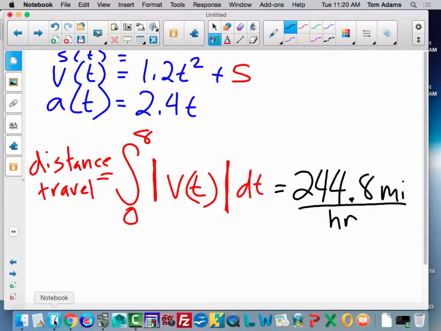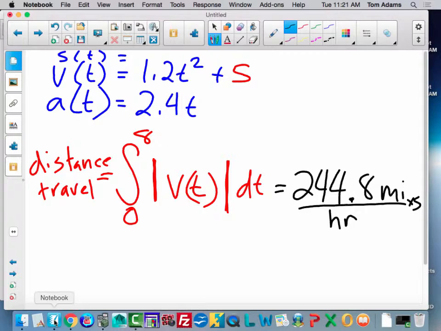But we have a second in there because this is like 0 to 8 seconds. So we're timesing this by seconds. So this is where it gets a little tricky. So it's 244.8 miles times second divided by per hour. So how do I fix that? Now, where this comes from is that the acceleration, we've got to do a conversion.